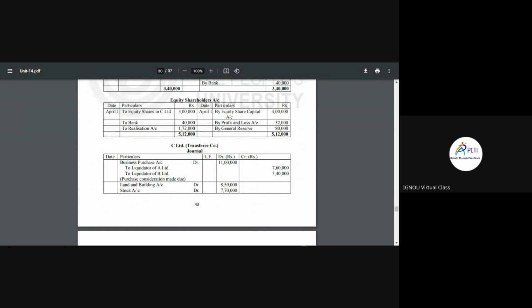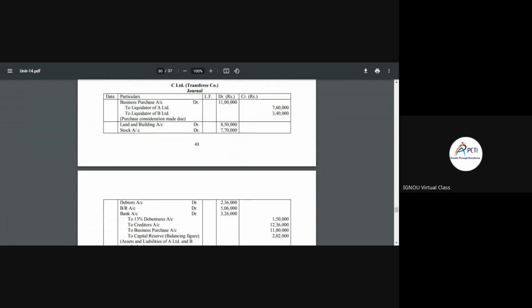Next one is the equity shareholder account. We have to equity shares in C Limited 3 lakh, to bank 40,000, to realization account 1 lakh 72,000. On the credit side, we have by equity share capital account 4 lakh, P&L account 32,000, and the general reserve we have 80,000, given in the question. So the total of both the sides will be 5 lakh 12,000.